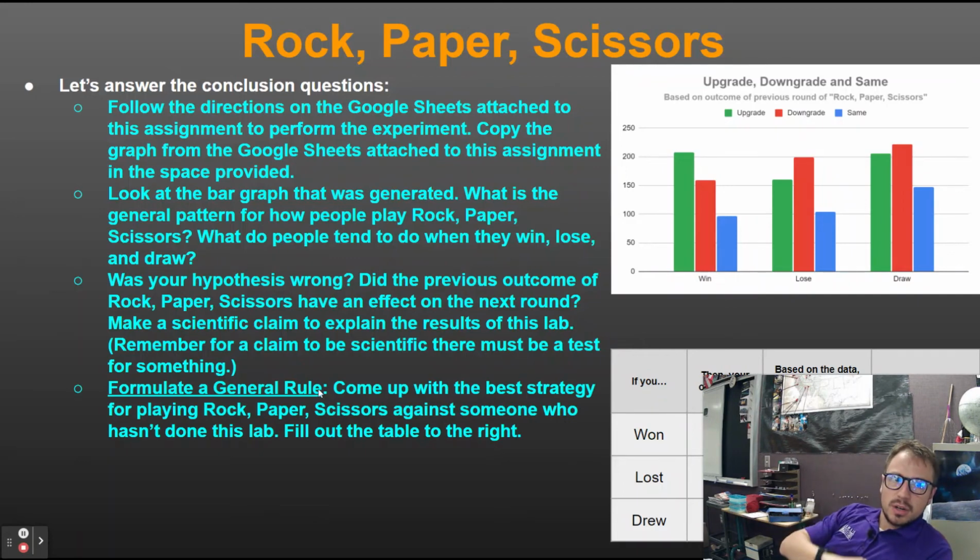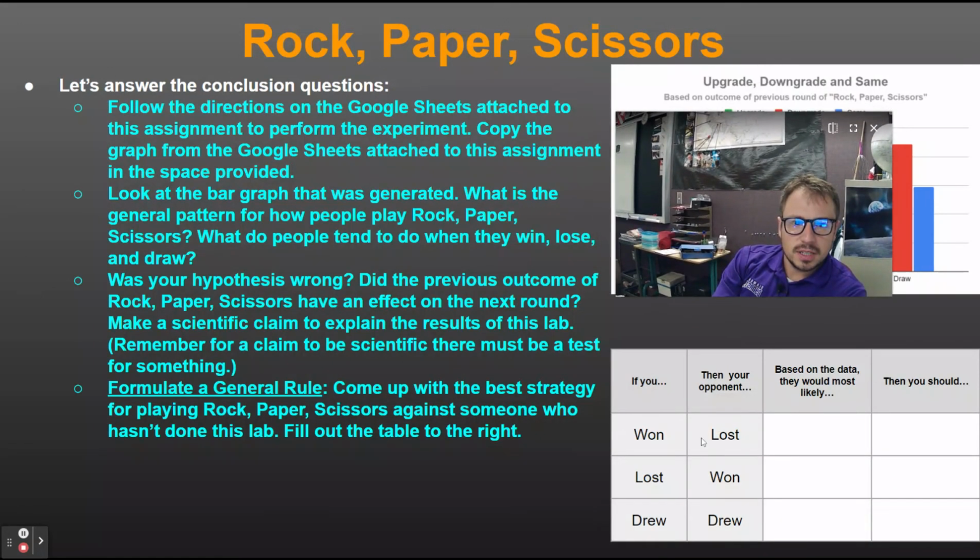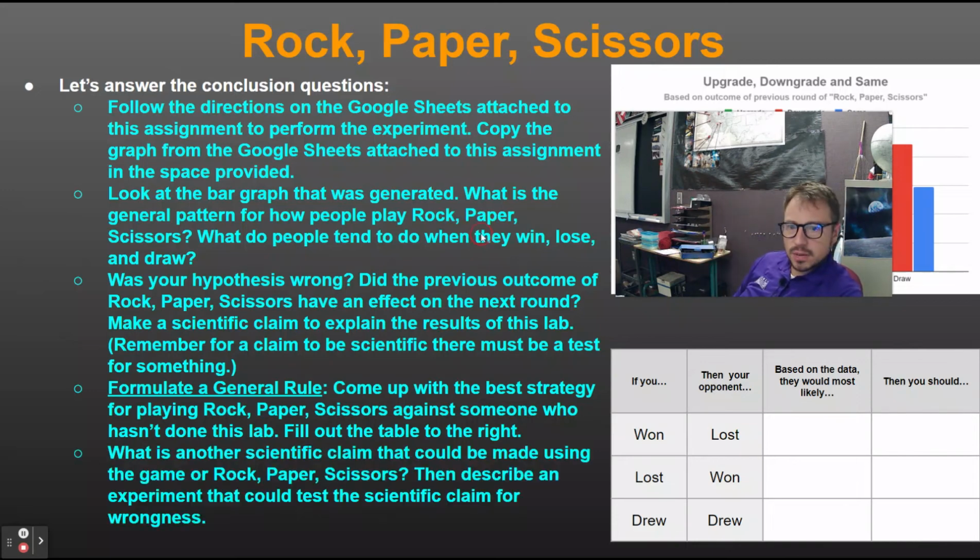So formulate a general rule. Come up with the best strategy for playing rock, paper, scissors. That's just filling this out, right? If you won, then your opponent lost. Based on the data, they would most likely do this, then you should do this. So just sort of a flow chart based on the data. So this would change depending on what data you have.